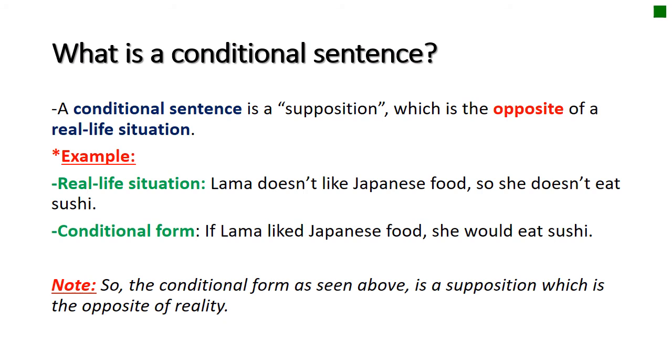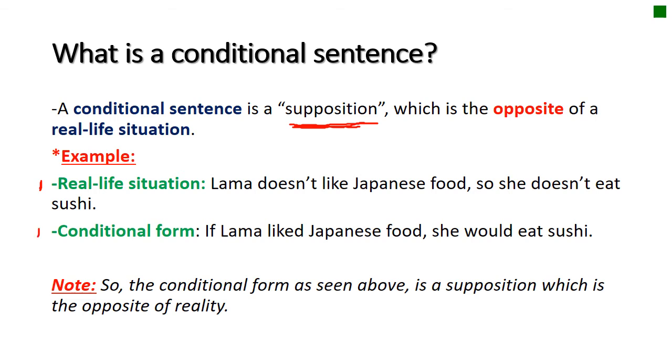What is a conditional sentence? Okay, a conditional sentence is a supposition. I am supposing something, okay? I suppose it's going to rain. I'm supposing, which is the opposite of a real life situation. A supposition, you're supposing something, it doesn't mean it's the real life situation. But let me give you an example of what I mean. Here's a real life situation. Lama doesn't like Japanese food, so she doesn't eat sushi. I know that about Lama. It is real about Lama.